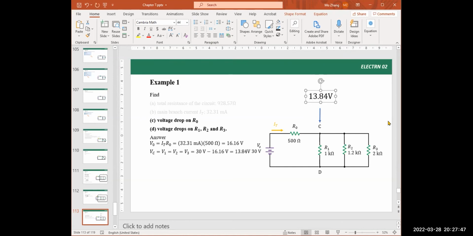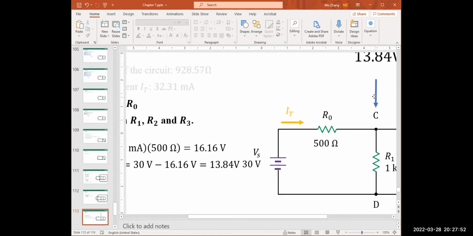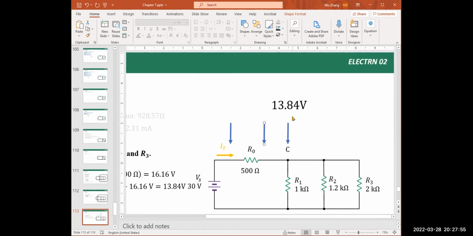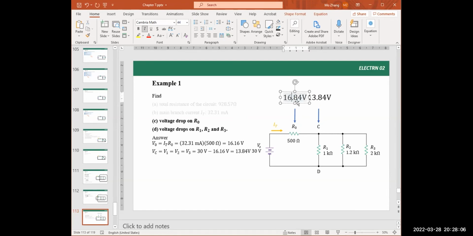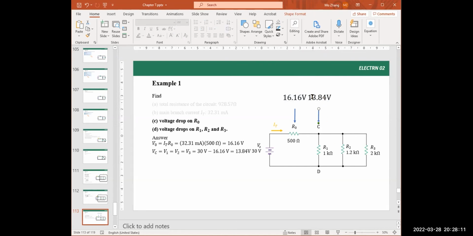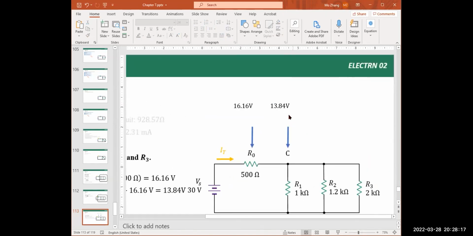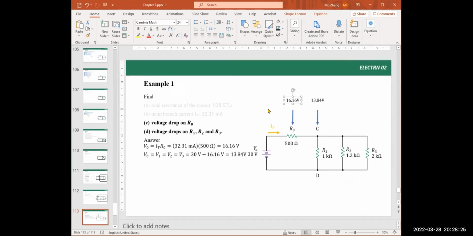Any questions? So the voltage at here, let's see. The voltage at this point is 16.16 volt. So the voltage at here equal to 13.84 volt. Okay.